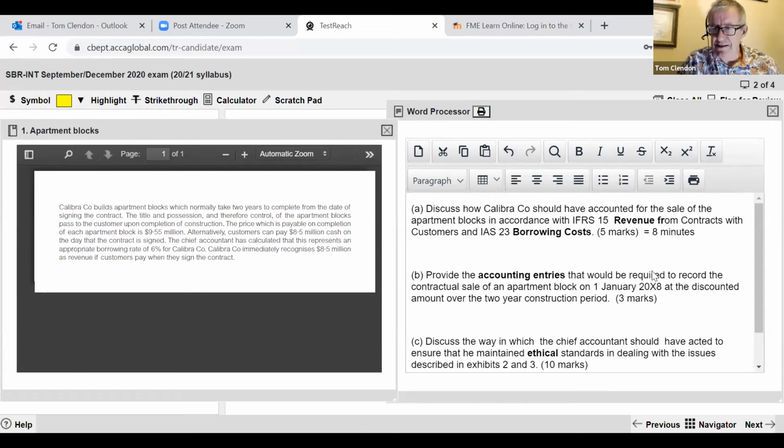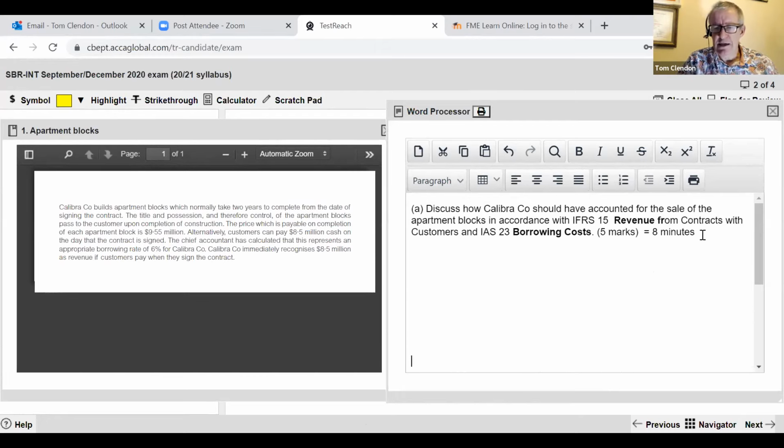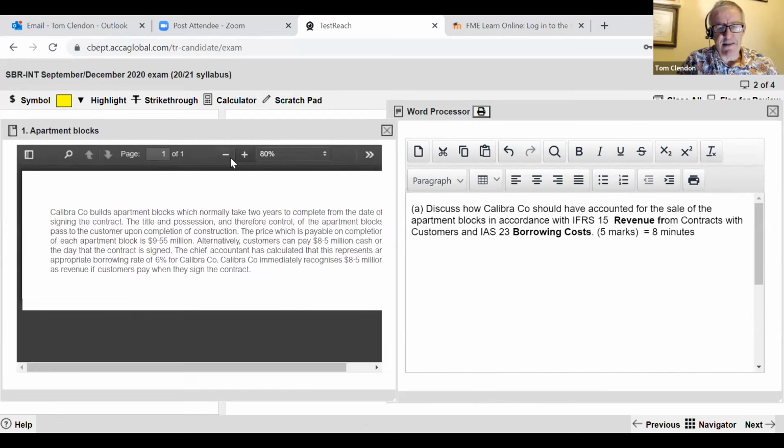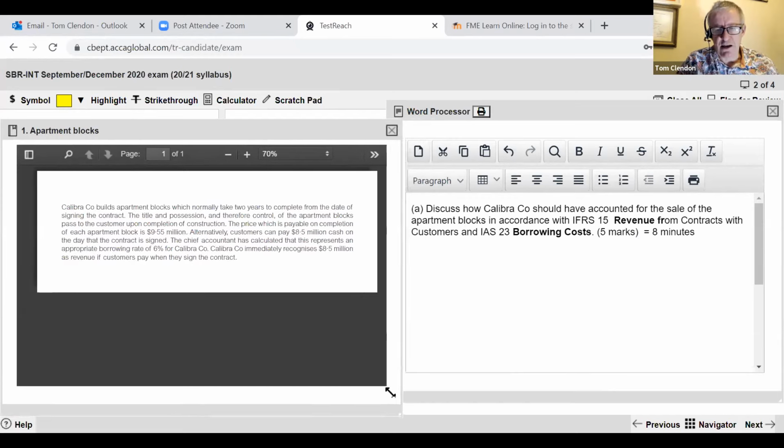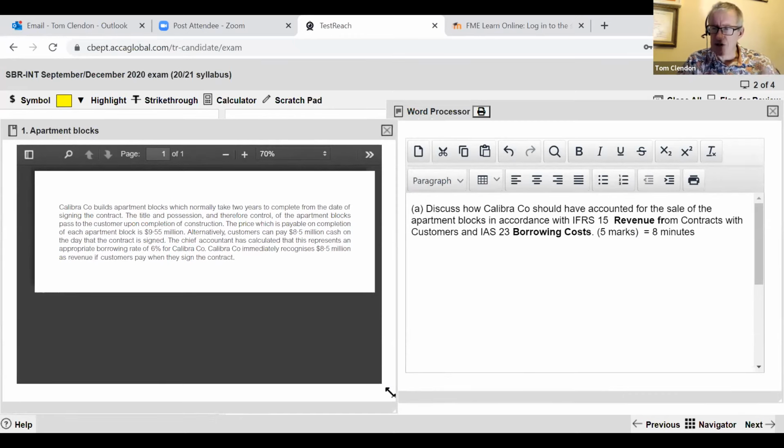Let's get on with discussing how Clendon should have accounted for the sale of the apartment blocks in accordance with this information. And you can see that we've got the ability to make that information slightly bigger, slightly smaller. We can manipulate the size of the screen, but what I like to try and do is have the 2 side by side. That's the way I operate. Clendon builds apartment blocks. So we are Clendon. We are building apartment blocks, and they take 2 years to complete.